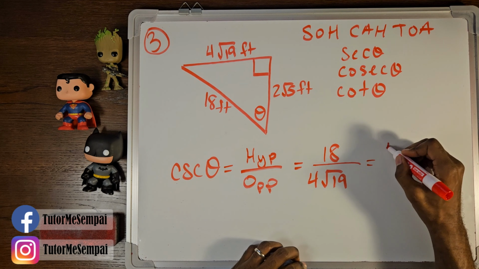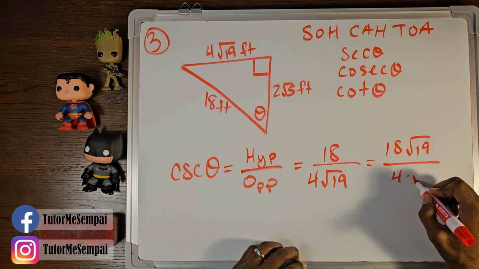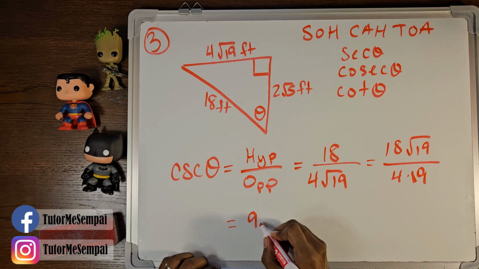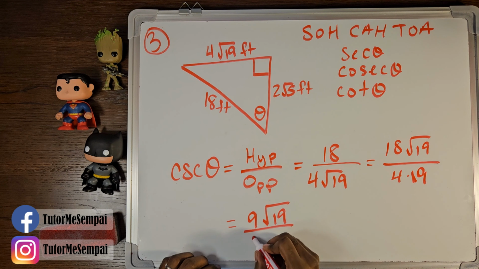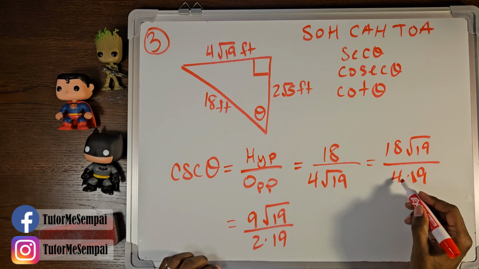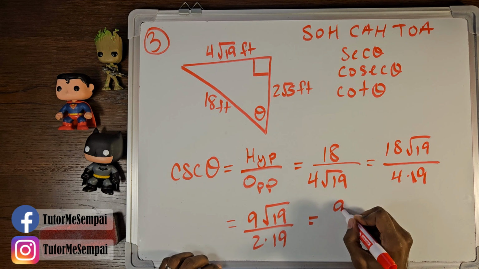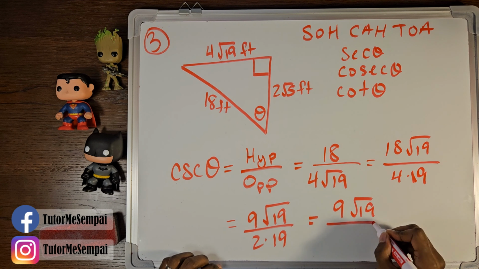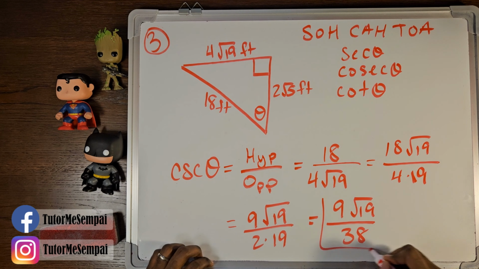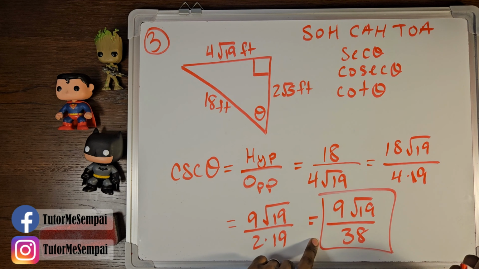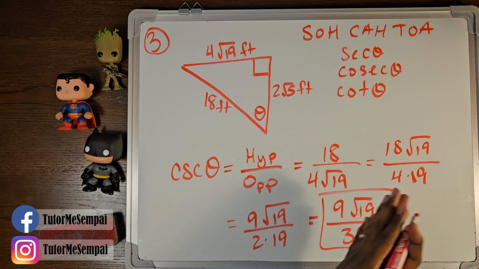And you're going to get 18 rad 19 up here. And you're going to get 4 times this 19 in the denominator. You can further simplify this to be 9 rad 19 over 2 times 19, because 2 is going to be common for 18 and 4. And when you combine that, you're going to get 9 rad 19 over 38. And this will be your final answer here. Cosecant of theta, whether you write it this way or that way, is going to be 9 rad 19 all over 38. So this is how we can use our trig ratio reciprocals.